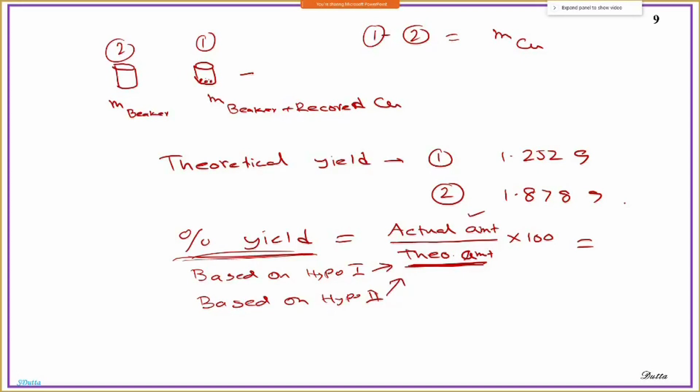The actual amount is going to be fixed because you just completed the experiment and you know how much you recovered. You cannot change that number. But the theoretical number will change based on the hypothesis. For hypothesis 1 it is going to be 1.252. For hypothesis 2 it is going to be 1.878. Then we'll get the percent and see what percentages we get. Any questions? I know there is too much math involved here, but it will be fine.